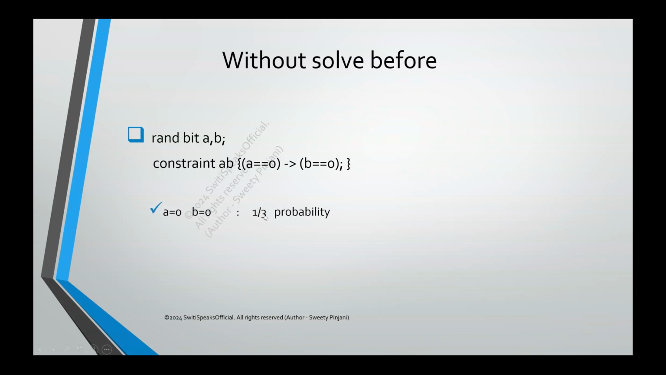A equal to 0, B equal to 0 is one solution. A equal to 1 and B equal to 0 is another solution. A equal to 1, B equal to 1 is another solution. A equal to 0, B equal to 1 is not allowed. Why? Because I have set a constraint: whenever A equal to 0, B can take value only 0. B cannot take value 1. That is why you have only 3 different solutions, and by default the solver will assign equal probability to all solutions, which is 1/3.